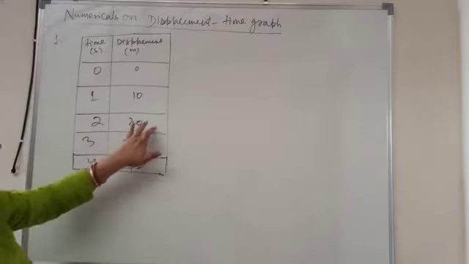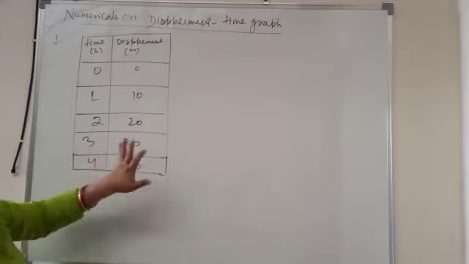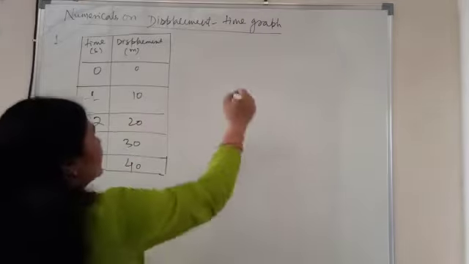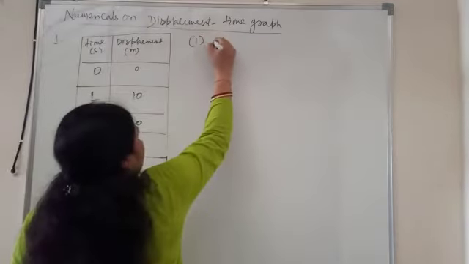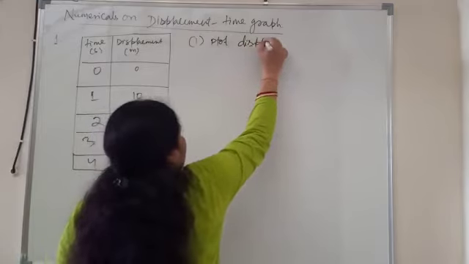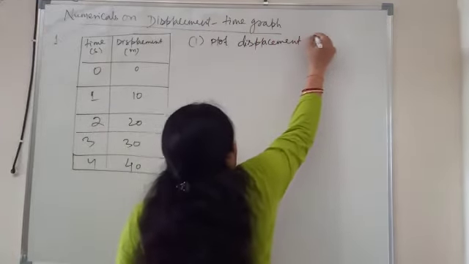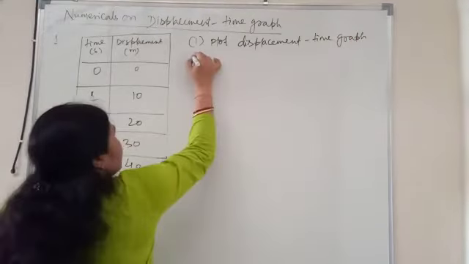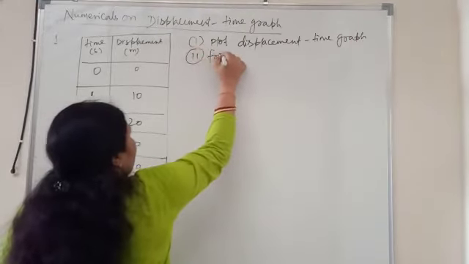When time is 1 second, displacement is 10 meter. When time is 2 seconds, displacement is 20. When time is 3, it is 30. And at 4, it is 40 meter. Okay, now the question is, first, plot the displacement time graph.